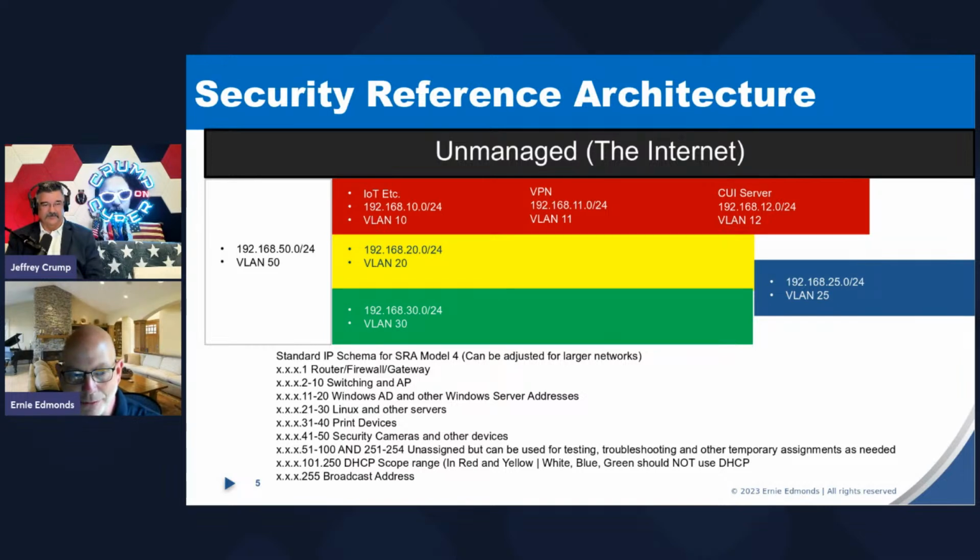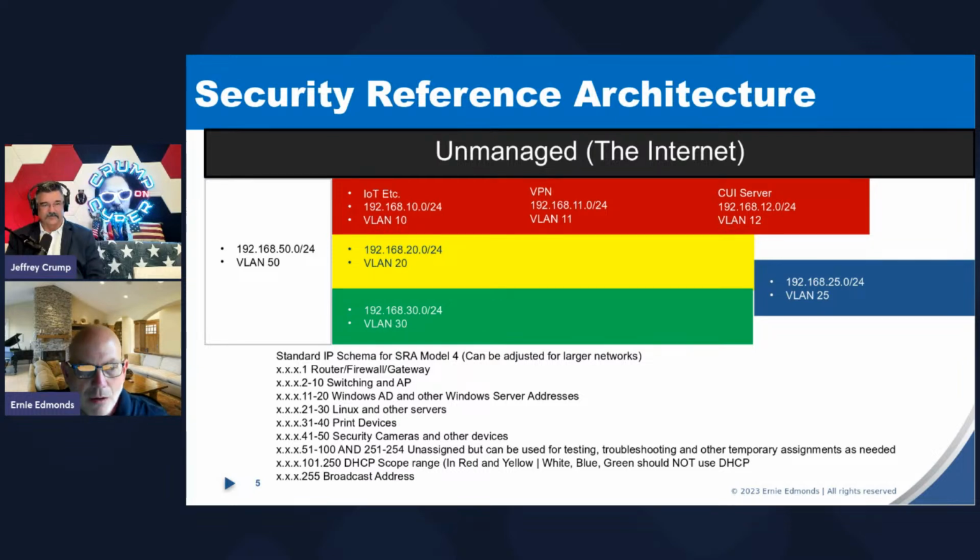If I've got a Pi-hole, or if I'm using something like a Wazuh, depending on how you pronounce it, the SIEM, or something like that that's Linux based, then that's the IP address range that I will assign. Print devices 31 through 40. Security cameras and other things are 41 through 50. Unassigned 51 through 100, and 251 through 254 are again unassigned. So my DHCP scope, if I'm using a 23-bit mask, will be 101 through 250, and it should be 101 through 250, not .250. And then of course 255 is my broadcast address in most situations.